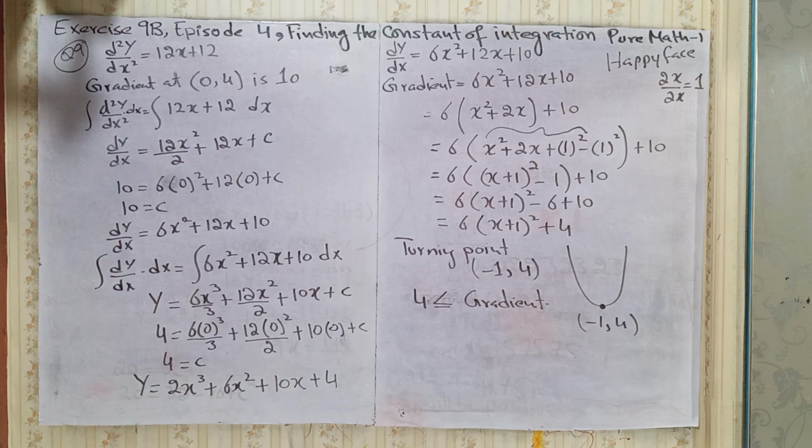I hope that this is clear to you. This is question number 9 of exercise 9B. This is our fourth episode on this. The topic of the exercise is finding the constants of integration. This is the course book of Pure Maths 1, Paper 1 of the Cambridge International AS and A Level Mathematics 9709. My name is Ferhan Mazher and I am from Sargodha, Pakistan.